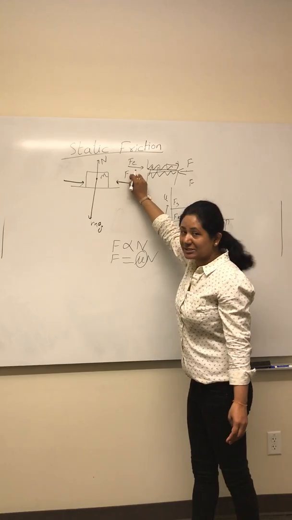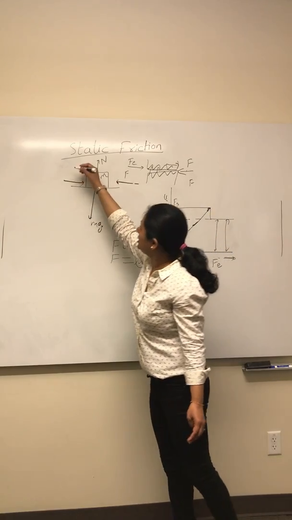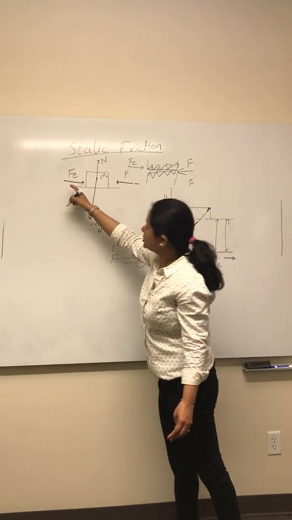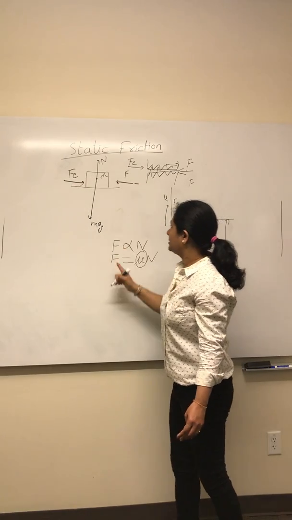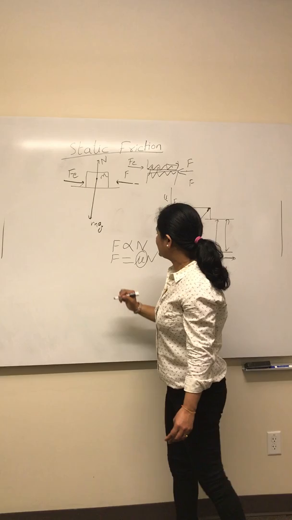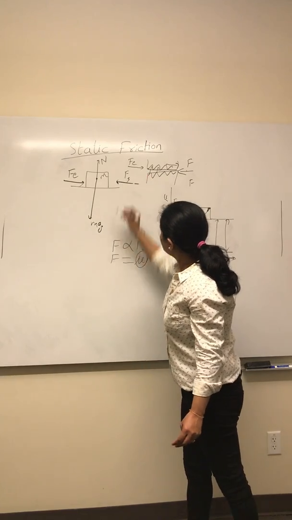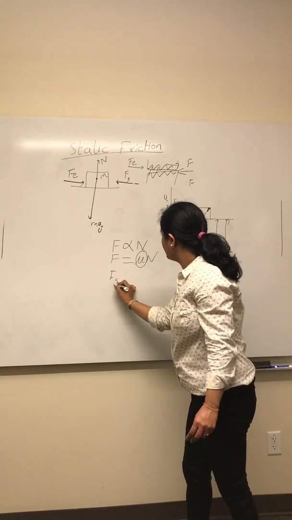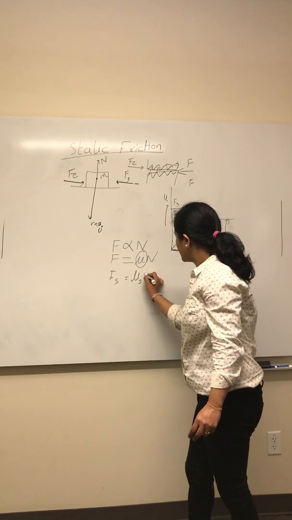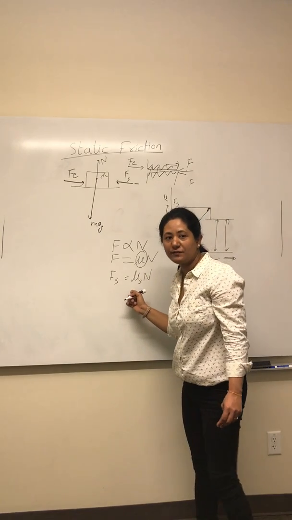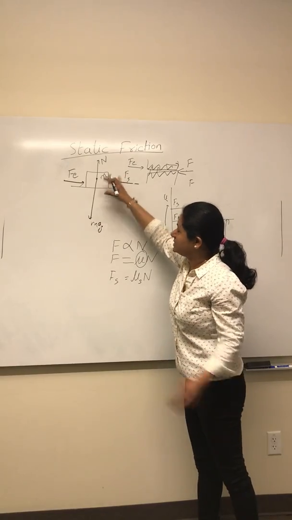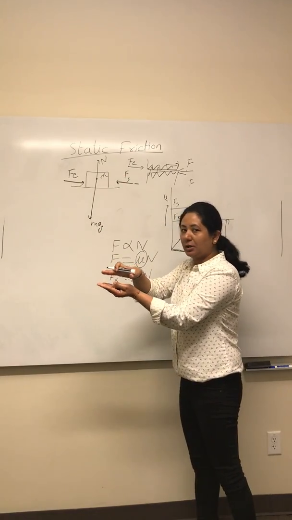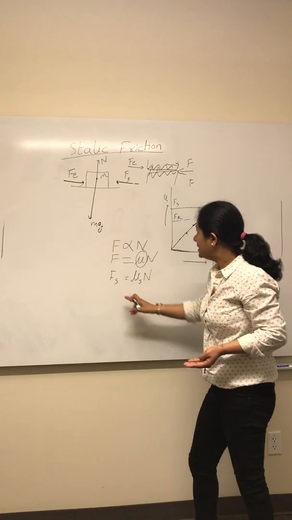Again, if I'm talking about the static friction, that means the externally applied force is not sufficient to overcome the static friction. Then in that case, the static friction is given by mu s times N, where mu s is the coefficient of static friction, which again depends on the type of material of the surfaces in contact.